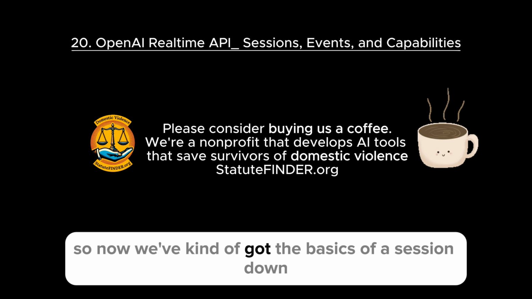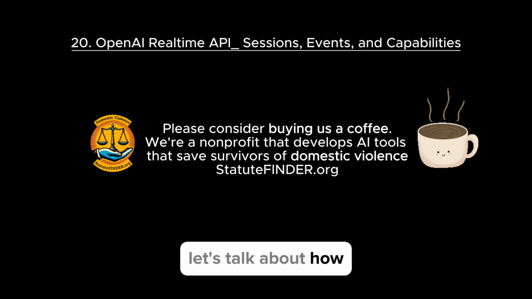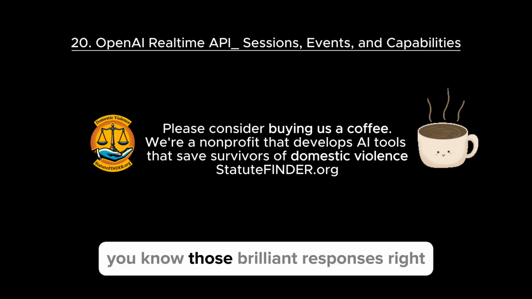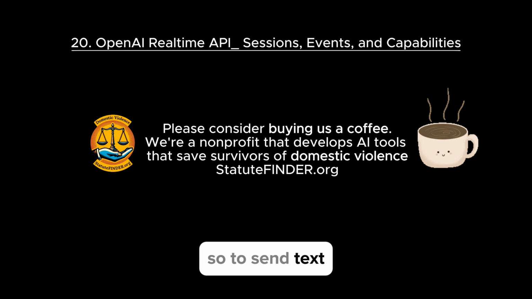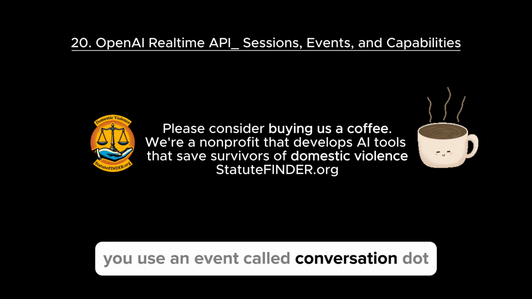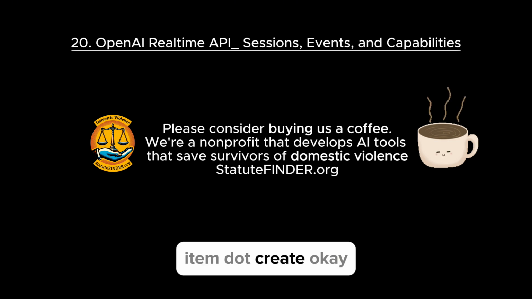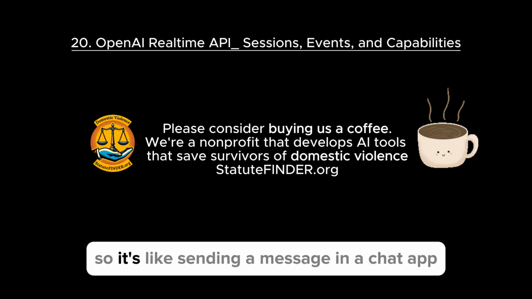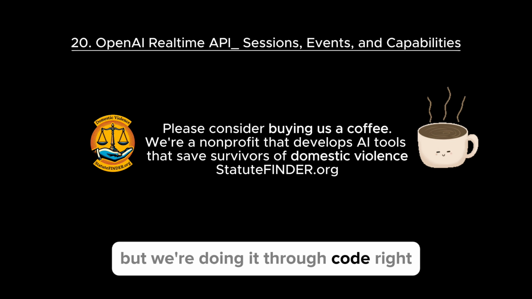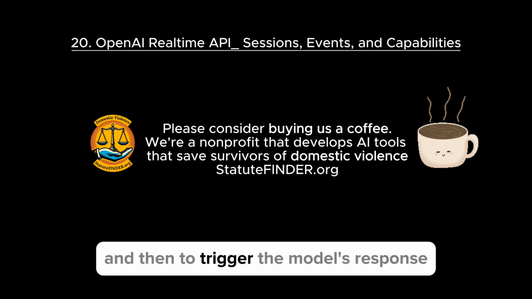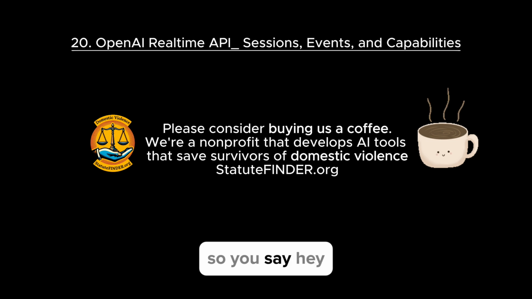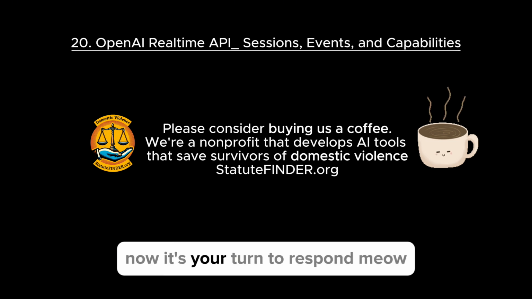So now we've kind of got the basics of a session down. Let's talk about how we actually interact with the model. So how do we send text and receive those brilliant responses? Right. So to send text, you use an event called conversation.item.create. And this is basically like you're adding your input to that conversation log. So it's like sending a message in a chat app, but we're doing it through code. Right, exactly. And then to trigger the model's response, you use response.create. So you say, hey, I've given you some input. Now it's your turn to respond.